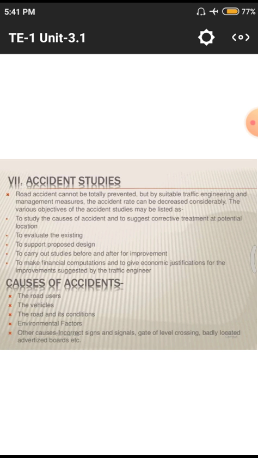Next one, to carry out studies before and after the improvement. That means before and after the improvement. Whenever there is a cause of accidents, we need to do some kind of investigation. Were there any preliminary accidents on a particular spot, how many accidents occurred per month, how many per year, so that we can take care at a particular position and decrease the number of accidents occurring in a particular zone.